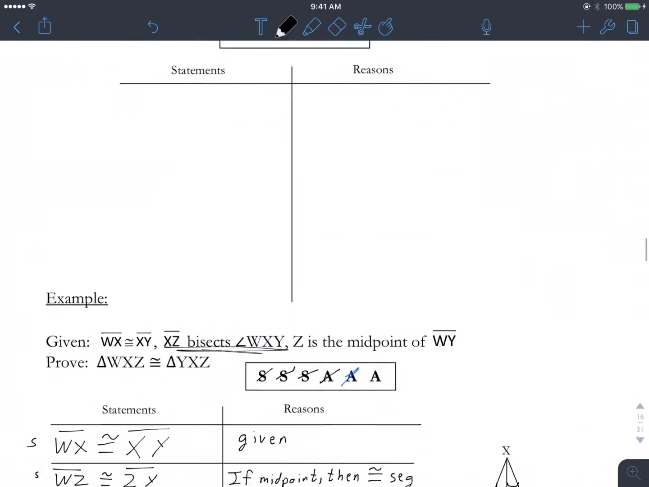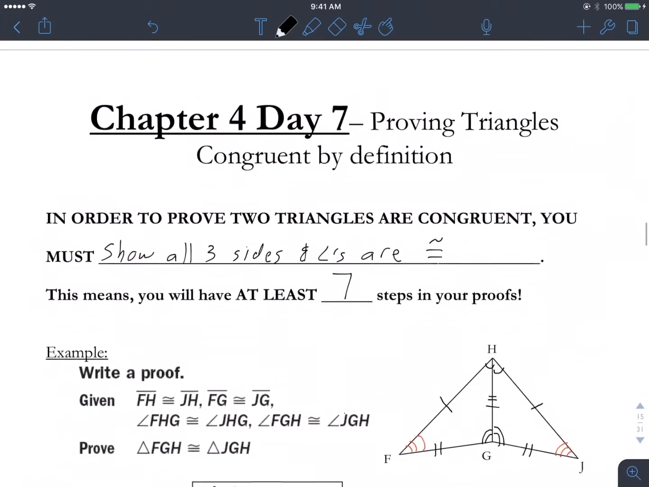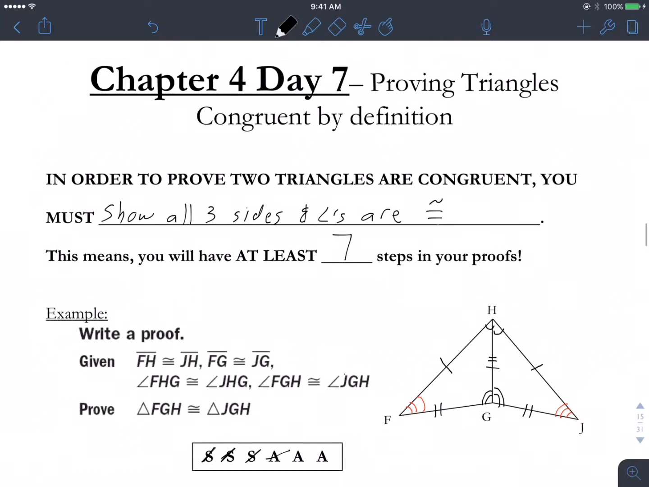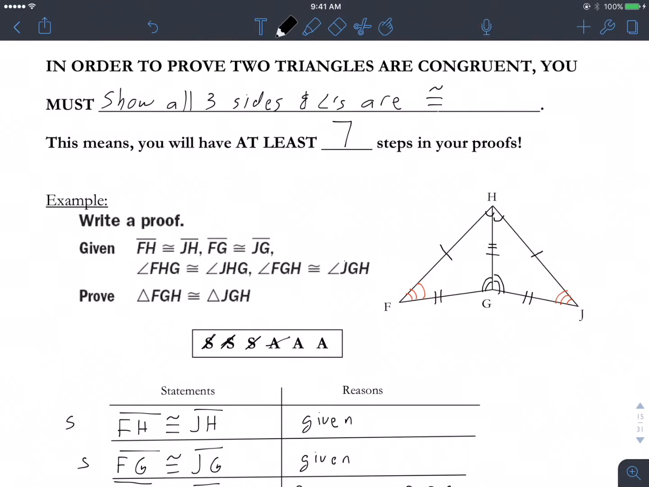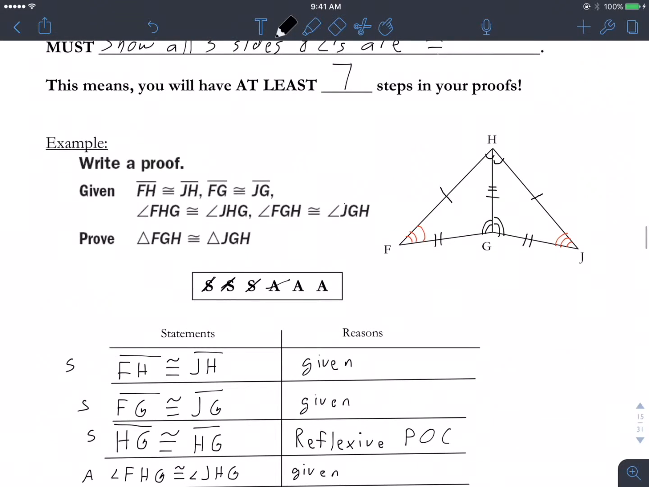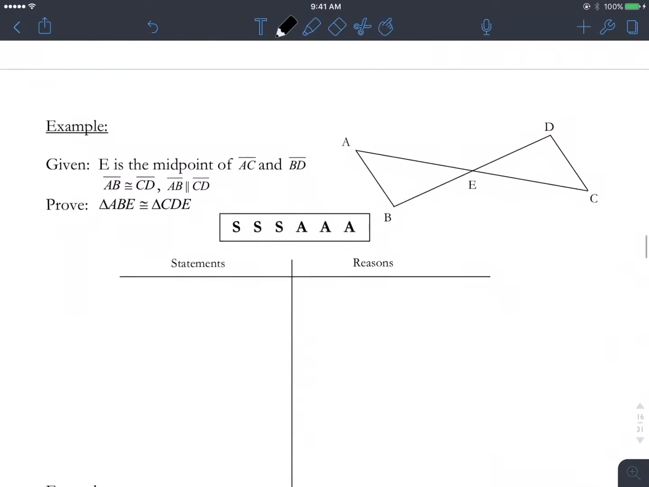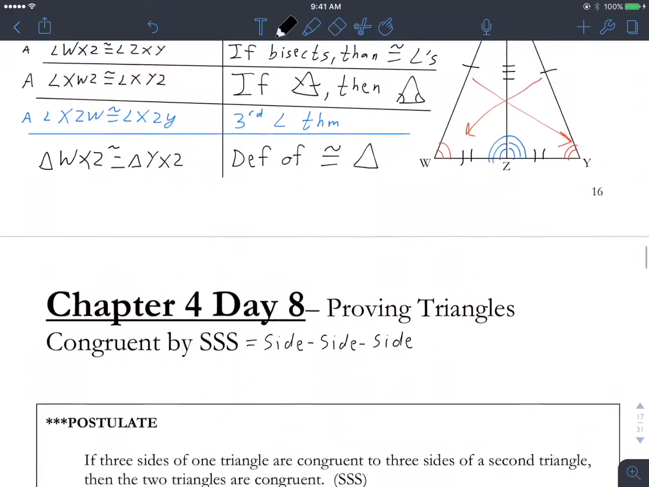So on Friday for chapter 4, day 7, we learned about proving triangles by showing all three sides and angles are congruent. And that meant that we had at least 7 steps in our proof. Well, that's not going to be entirely true anymore.